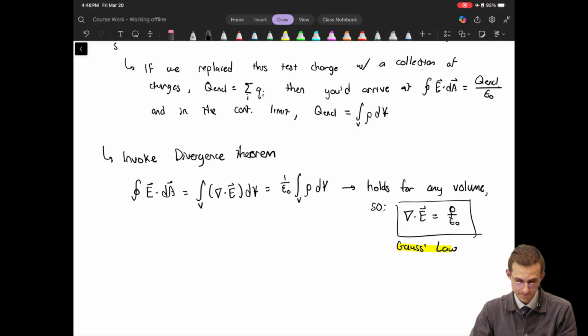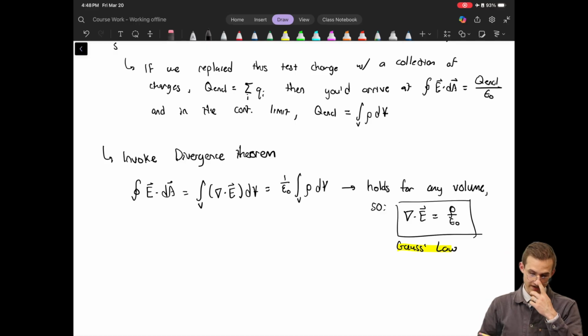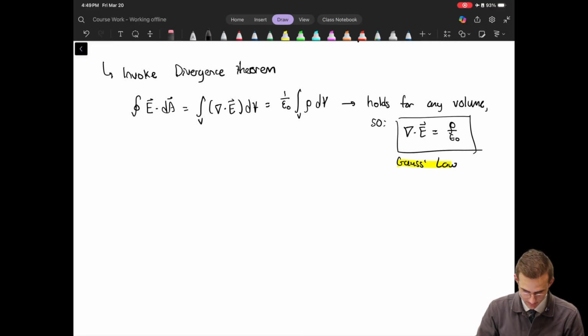All right, so we just went through that development: we started with Coulomb's law, and then we showed how we can arrive at Gauss's law mathematically here. All right, so let's push on.